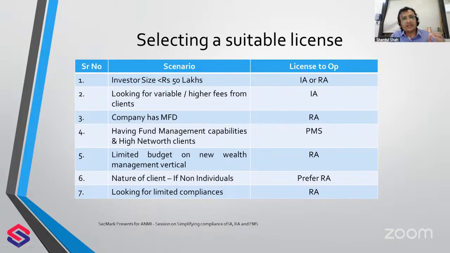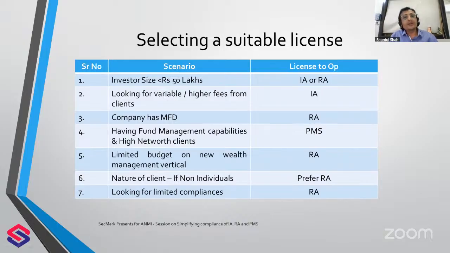Let us glance at it. Take an example that we know my client size is never going to increase beyond 50 lakh rupees. Then we have to make sure that PMS is out of reach. It is always preferable to go for either an investment advisory or a research license. Second scenario, looking for variable or higher fees from the customer. Then research would be a restriction because the variable fees concept is not there. And if the value of assets under advisory is increasing, higher fees could be possible under the investment advisory model. So it is preferred that IA should be taken as against the research license.